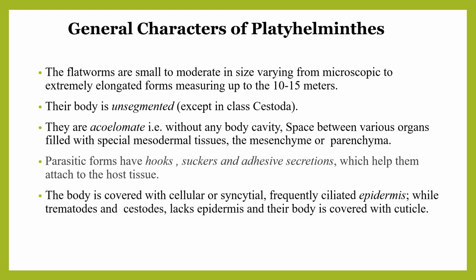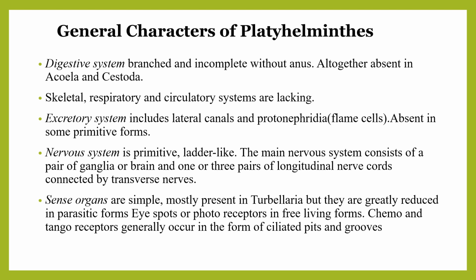Their body is covered with cellular, syncytial, and frequently ciliated epidermis, while in the trematodes and cestodes, their body is covered with cuticle, they lack the epidermis. The digestive system is branched and incomplete without anus, altogether absent in Acoela and Cestoda. The skeletal system, the respiratory system, and the circulatory systems are lacking. The excretory system includes lateral canals with protonephridia, which are the flame cells, and these are absent in some primitive forms. The nervous system is primitive, ladder-like.